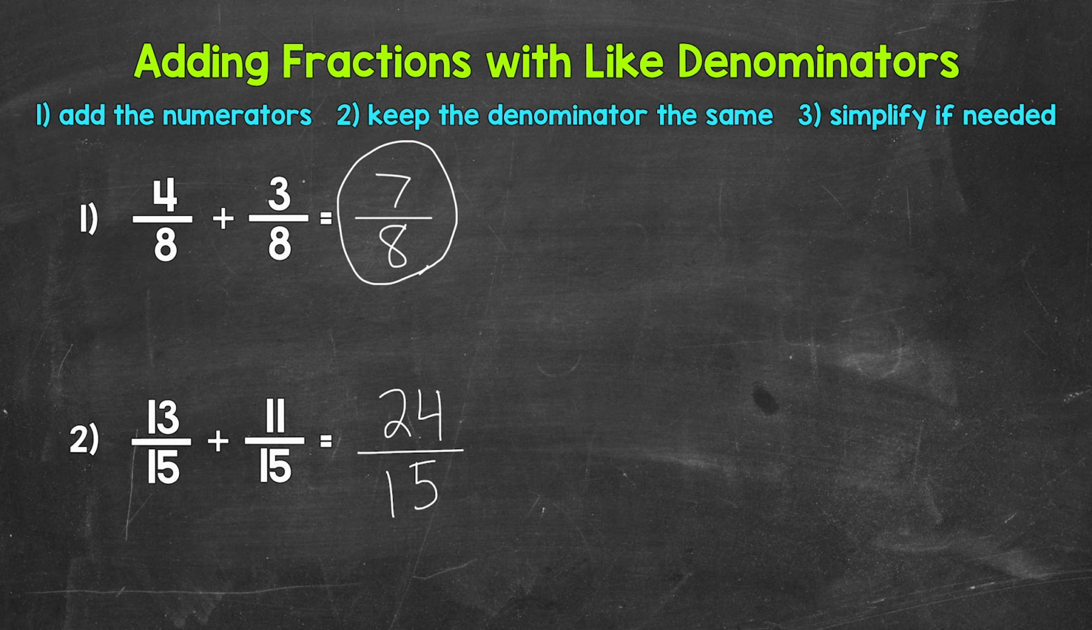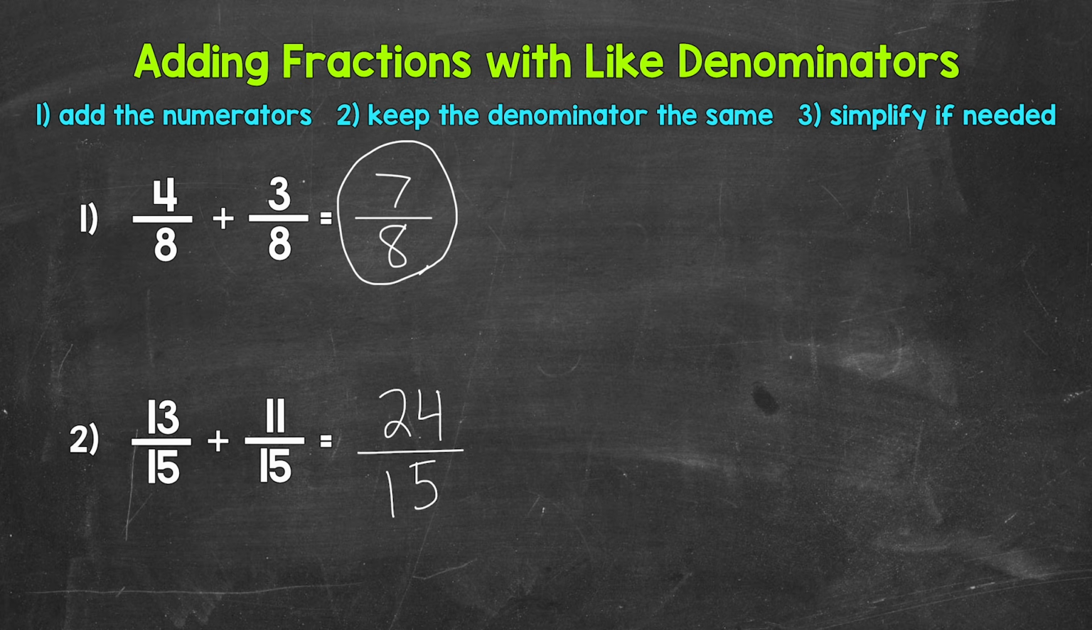Now this is an improper fraction. The numerator is greater than the denominator. We have more than one whole here. So let's convert this to a mixed number. Remember, we do that by dividing the numerator by the denominator, the top divided by the bottom. So 24 divided by 15.